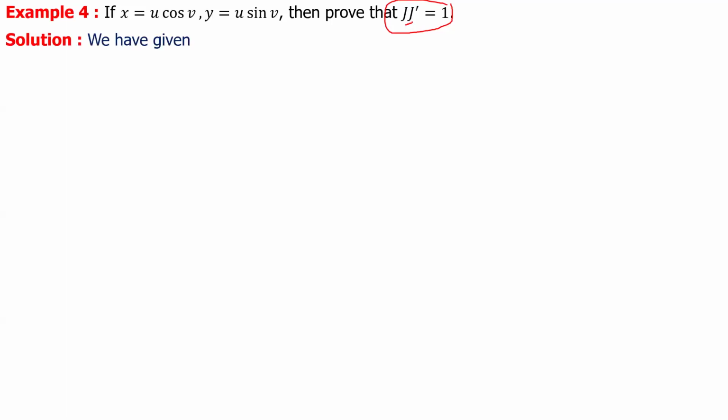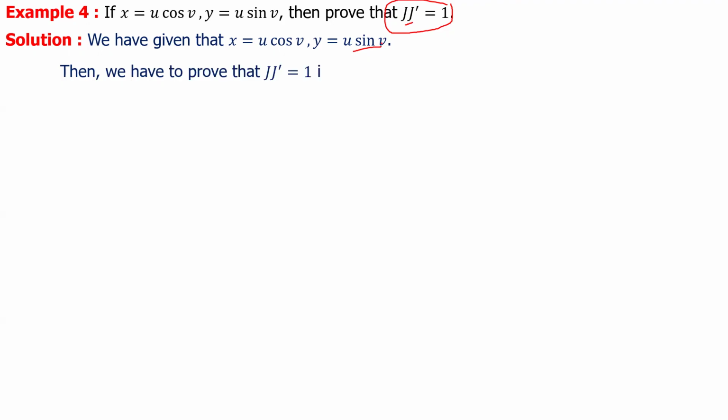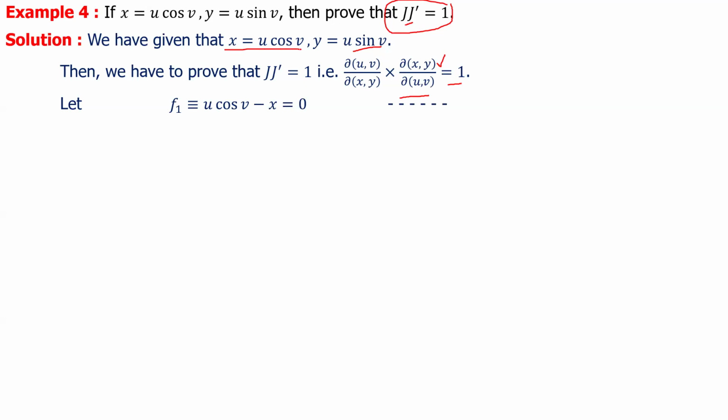So we are given that x equals u cos v and y is equal to u sin v. Then we have to prove that J' is equal to 1. That is, Jacobian of u, v with respect to x, y into Jacobian of x, y with respect to u, v, which is equal to 1. Let f1 be written as u cos v minus x, and similarly f2 is equal to u sin v minus y equal to 0.